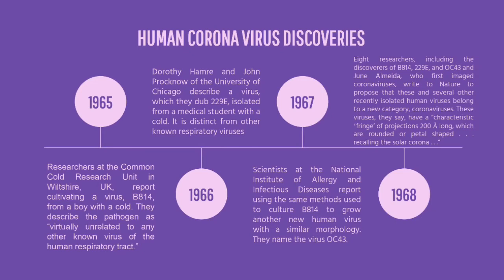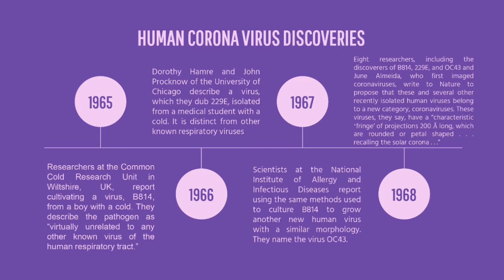Next are the human coronavirus discoveries. In the year 1965, researchers at the Common Cold Research Unit in Wiltshire, UK, reported cultivating a virus named B814 from a boy with a cold. They described the pathogen as virtually unrelated to any other known virus of the human respiratory tract. In 1966, Dorothy Hamre and John Procknow of the University of Chicago described a virus which they dubbed 229E, isolated from a medical student with a cold. It is distinct from other known respiratory viruses.